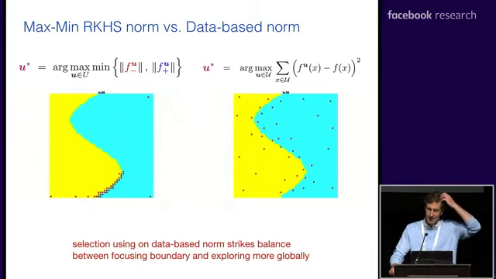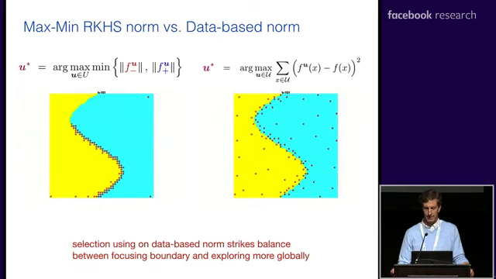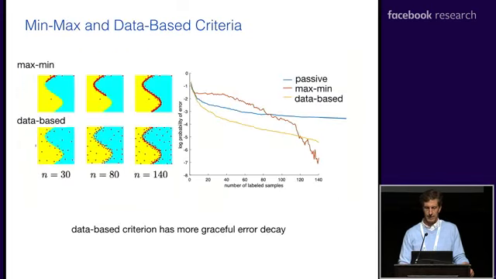And what you can see is that the database norm strikes a balance between focusing on that boundary and exploring more globally. Eventually, it really starts homing in on the decision boundary, but it's getting a more accurate, large-scale picture of the problem, at the expense of maybe not perfectly nailing down exactly where the decision boundary is. So here are just some snapshots over a number of labeled examples.